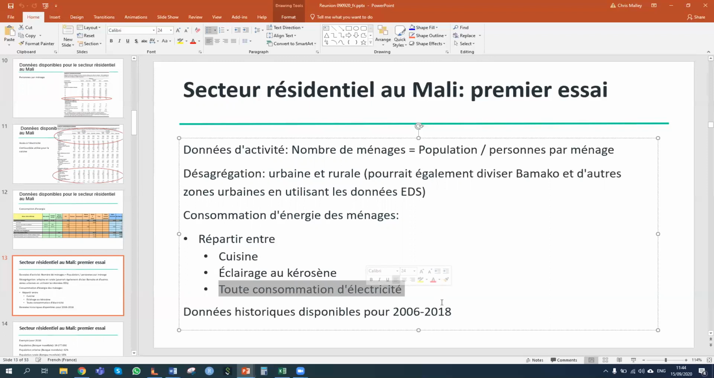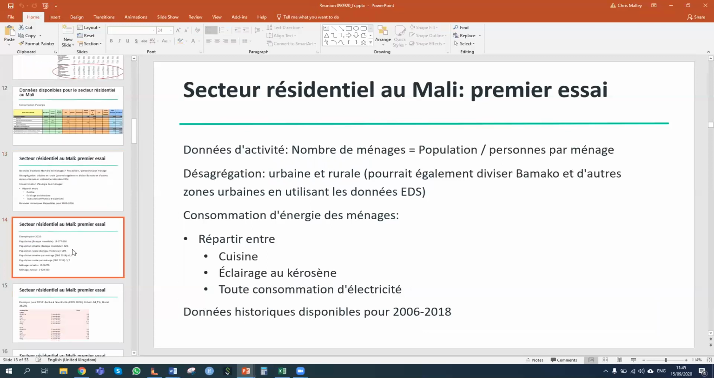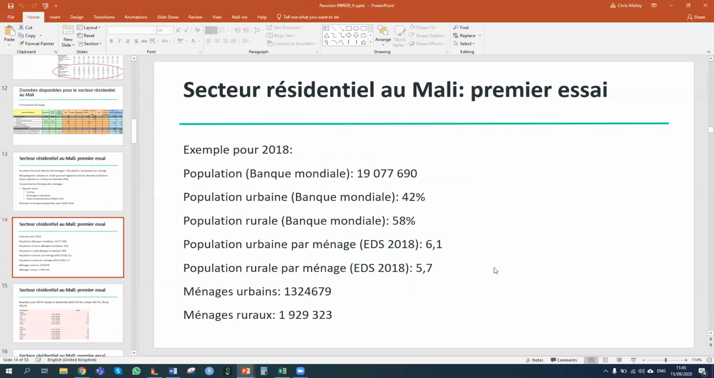So we can have cooking fuels, we can have lighting using kerosene, and then the total consumption of electricity. We don't have enough information to be able to split electricity consumption between different appliances. We can just have it as a total. And then we have this data available 2006 to 2018. So let's look at an example for 2018.